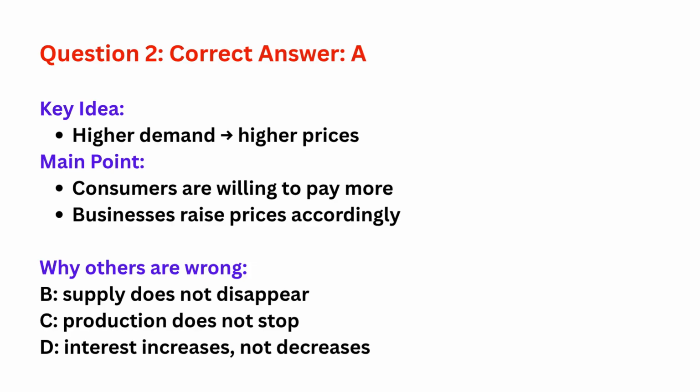Choice B is incorrect because supply does not disappear when demand increases. Choice C is incorrect because the lecture does not mention production stopping. Choice D is incorrect because increased demand means consumers are more interested, not less.